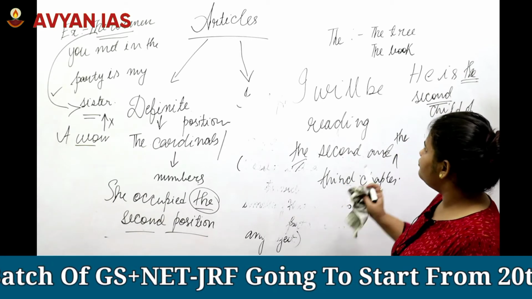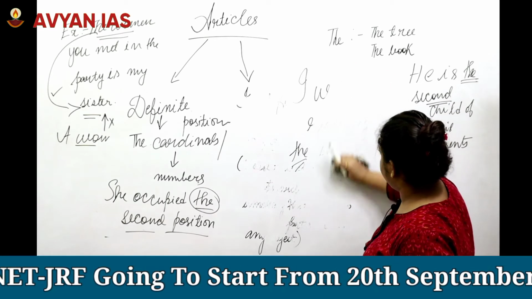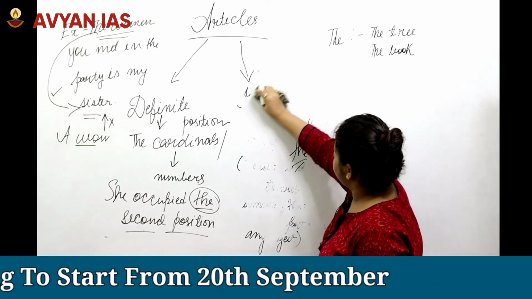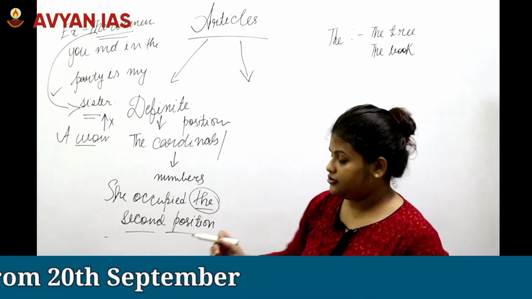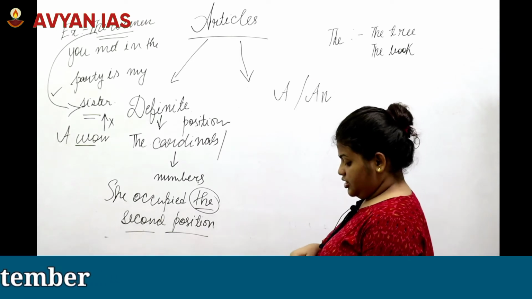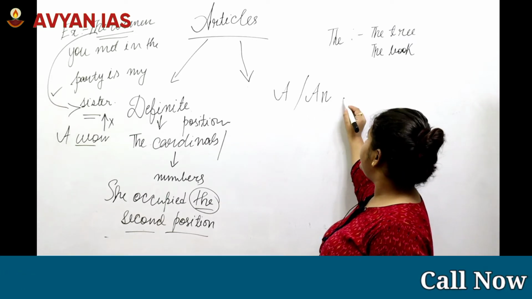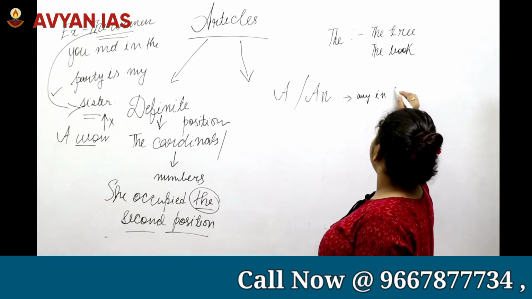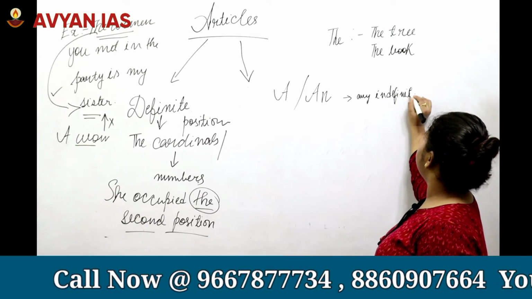Now let us go to a few usages of a and an. You might know, as I have said already, that a and an are used for any indefinite object. Indefinite means that it is not particular.